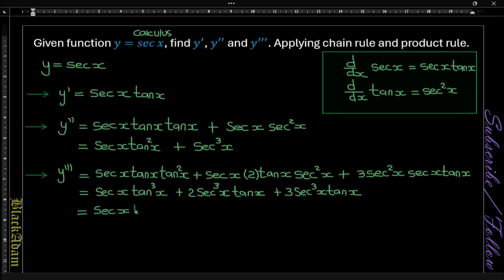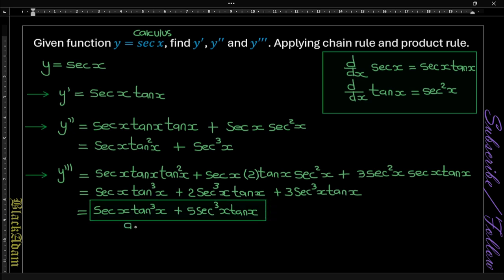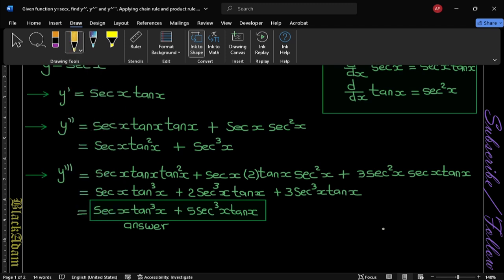So we have sec x tan cubed x plus 5 sec cubed x tan x. So that's our final answer. So we apply chain rule and product rule on solving the equations.